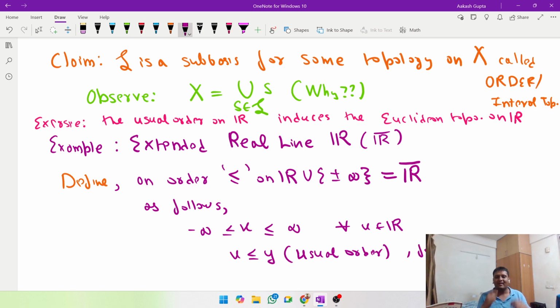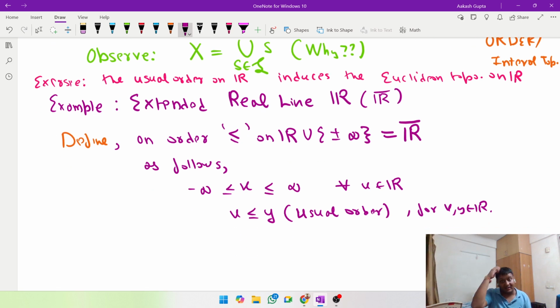So you see, R is not bounded, right? When we consider the usual metric and all, we have studied supremum and infimum. But in this set, R bar is actually bounded by the symbols infinity and minus infinity. Okay. So this is another example.